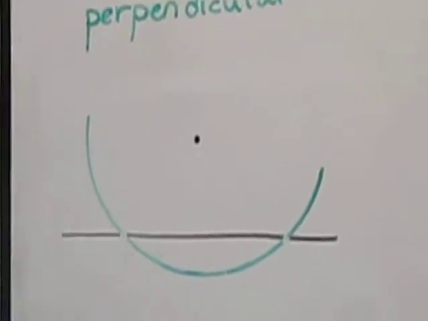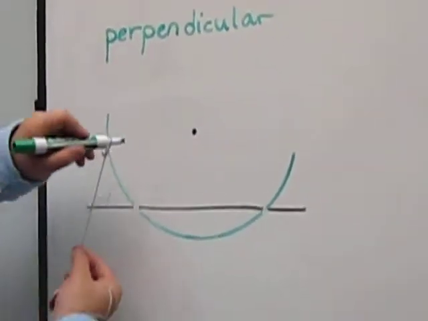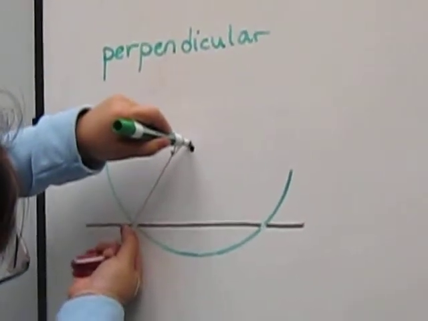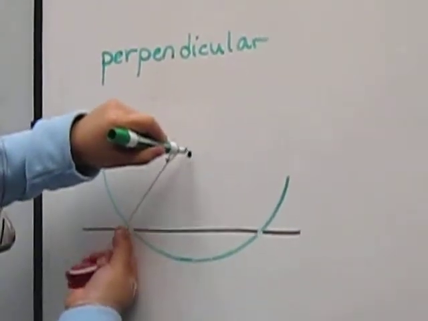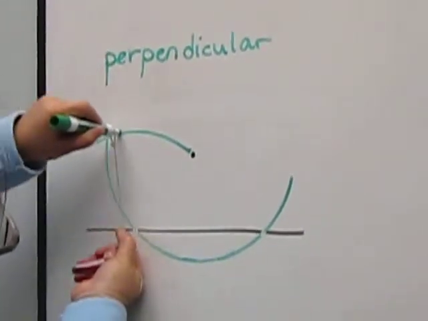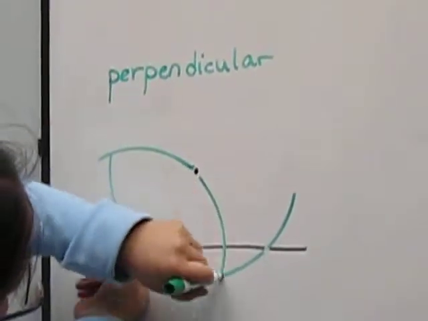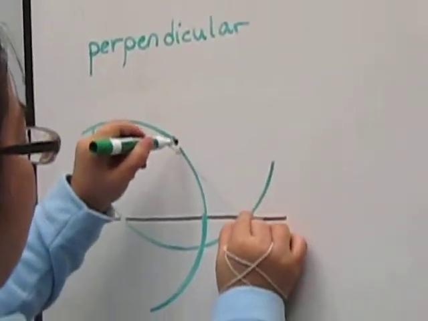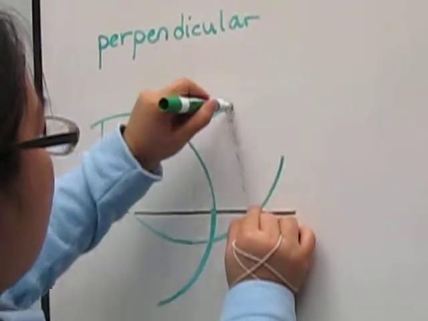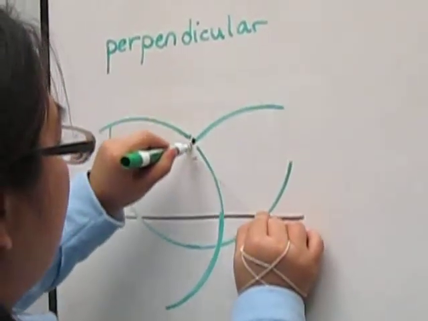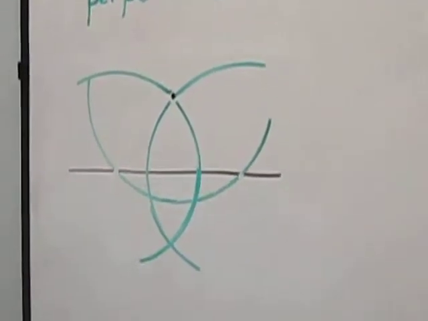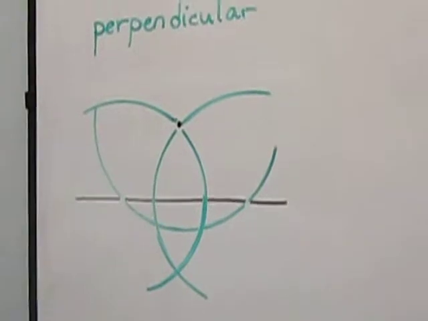Now what we need to do is draw 2 more circles of the same radius from these 2 points. Right here. So this is the same radius. That's 1 circle, and our second circle is this radius. As you can see, we have circles that are intersecting at 2 different points.